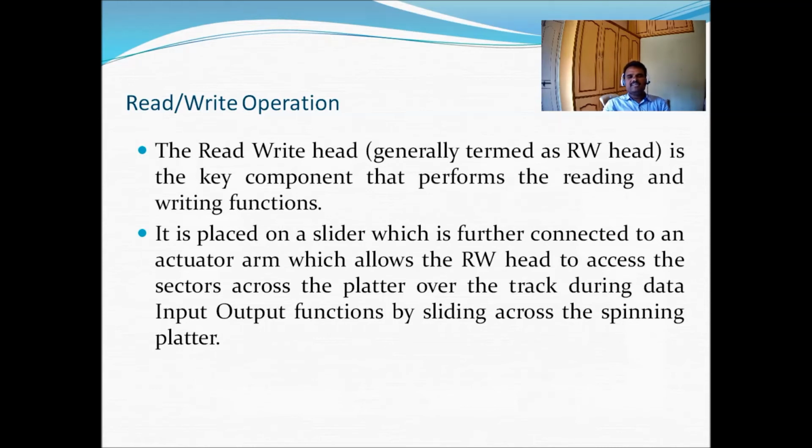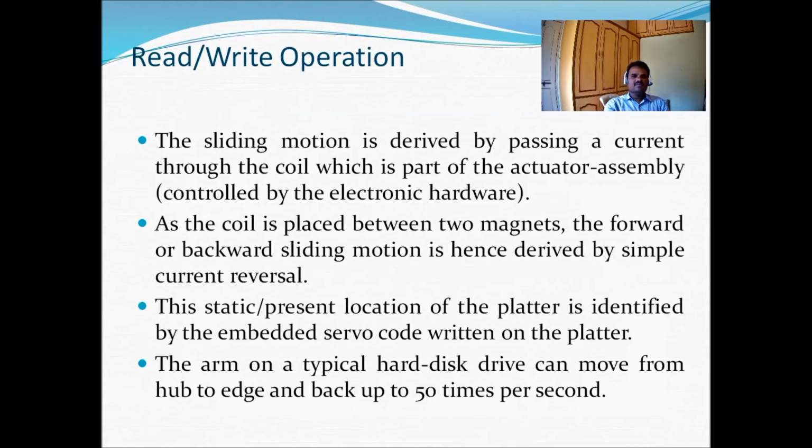It is placed on a slider which is further connected to an actuator arm, which allows the read write head to access the sectors across the platter over the track during data input and output functions by sliding across the spinning platter. This is the function of the read write head of the hard disk. The sliding motion is derived by passing a current through the coil, which is part of the actuator assembly. This is controlled by the electronic hardware.